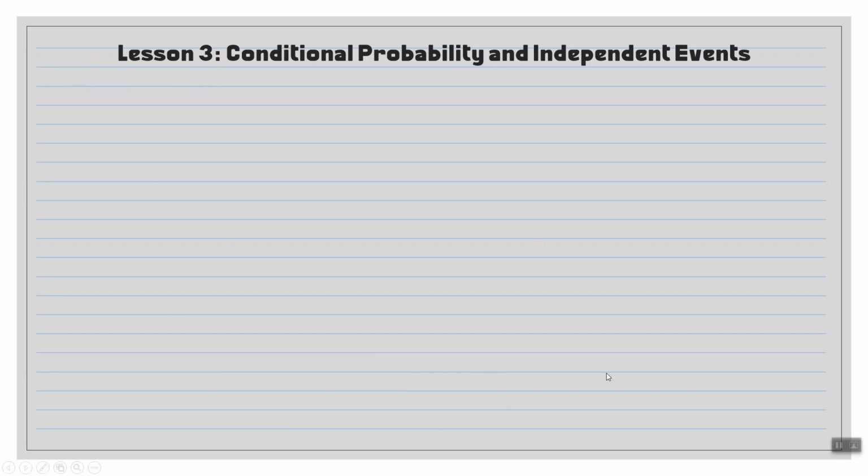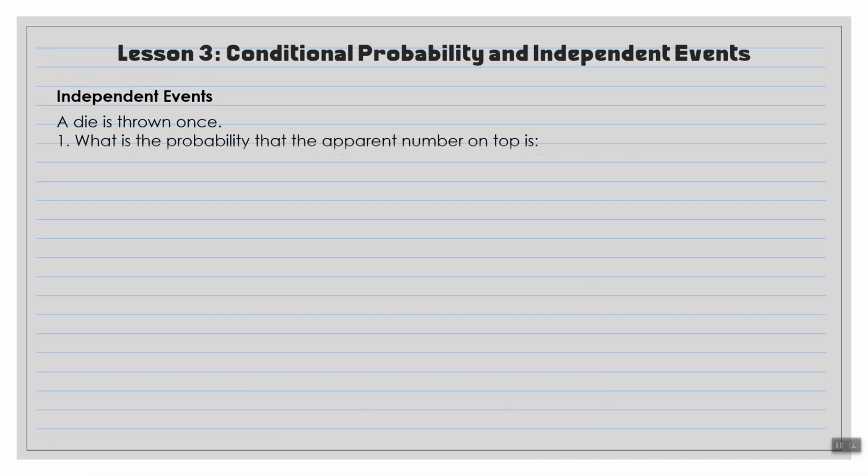So in the second part, which is the part of the independent events, we will discuss now the meaning of the independent events through an example. So let's look at this example. The example says the following. A die is thrown once. What is the probability that the apparent number on the top is event A, 4, event B, even, event C, less than 3. And then the second part, calculate the probability of A given B, B given C, and C given B.